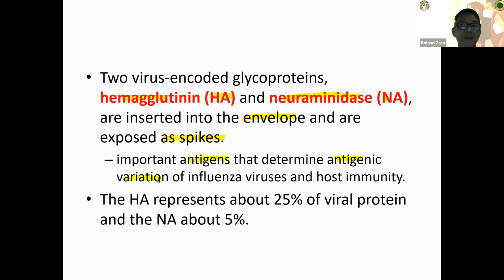So it has different forms. It can do what we call genetic reassortment. So nag-iiba yung genetic composition niya. So we call it antigenic variation. So it varies. Okay, influenza viruses and host immunity. Now, which is more abundant, hemagglutinin or neuraminidase? So your hemagglutinin is around 25%, while your enzyme neuraminidase is about 5%. So mas marami ang hemagglutinin.